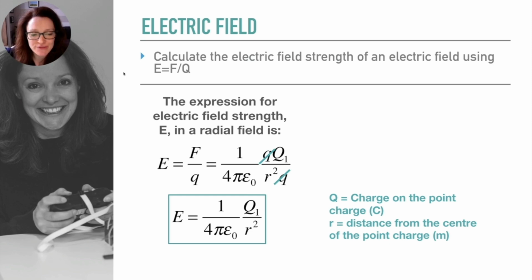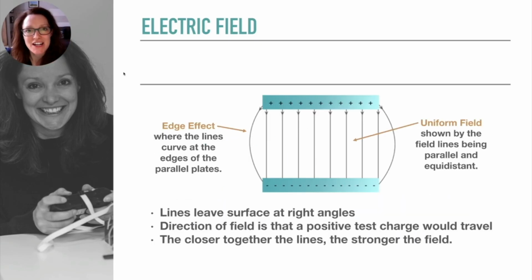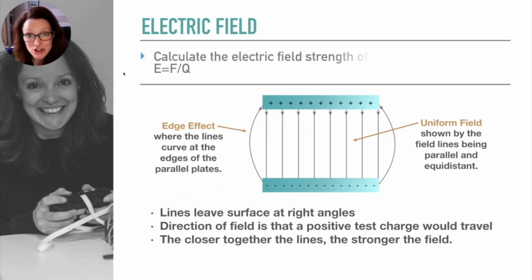We can take that definition and formulate an expression for the electric field strength of a radial field. I'm going to go back just briefly. If you're looking at a uniform field, like I'm showing here, to find the electric field strength, you'd use E equals F over Q, or equals V over D, but we'll talk about that later. But you can't really use that F over Q formula for a radial field because your radial field strength has that 1 over r squared quality to it.